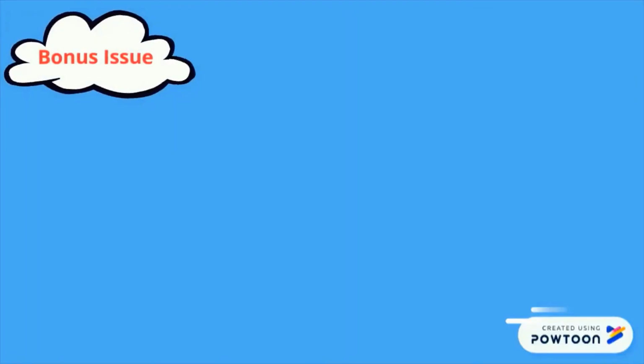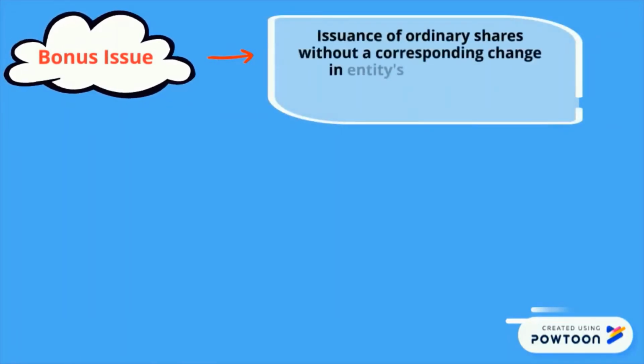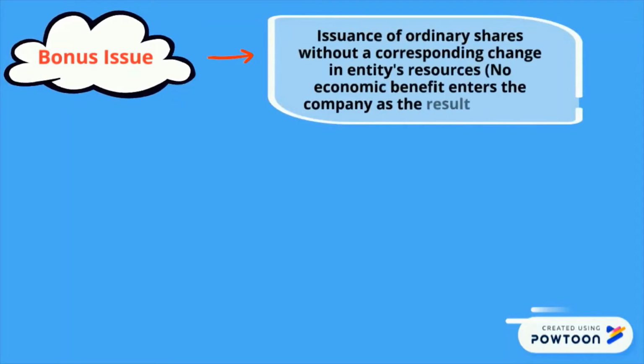A bonus share issue, also known as a scrip issue or a capitalization issue, occurs when a firm gives more shares to existing shareholders in proportion to what percentage of the firm they currently hold. They are often given out instead of dividends, and no economic benefits enter the company. There is no change in the entity's resources.